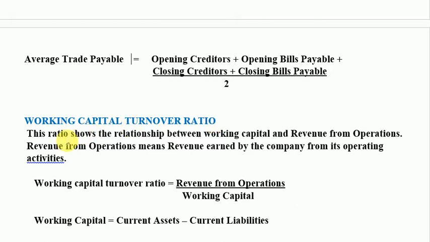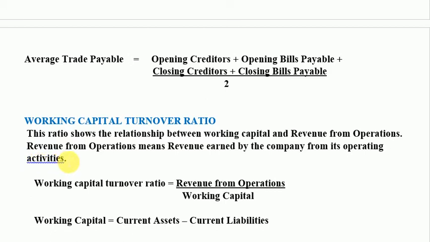This formula shows the relationship between working capital and revenue from operations. Revenue from operations means revenue earned by the company from its operating activities only. Children, this word operating is important. The revenue earned from operating activities of the business. So non-operating income should not be a part of this formula. Non-operating income means any income earned from the sale of fixed assets or your old assets sold. Those are your non-operating incomes that should not be included.